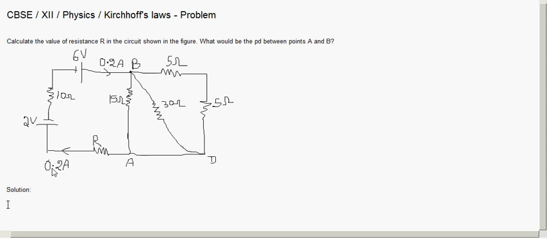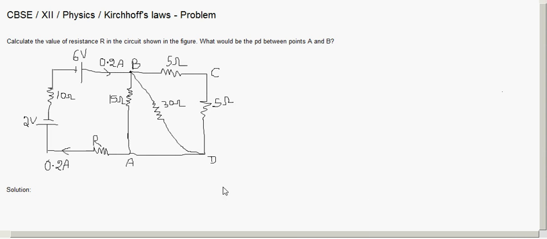Now we can simplify this circuit by considering the combination of resistances so that we can easily find out the voltage drop across A and B. So first find out the equivalent resistance between the terminals A and B. Here you can mark this terminal as C. Now 5 ohm and 5 ohm are connected in series, and between B and D we have 15, 30 and 10 ohm connected in parallel.